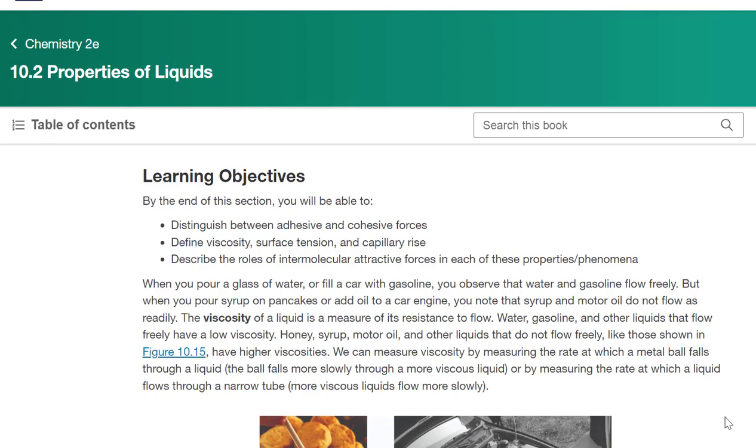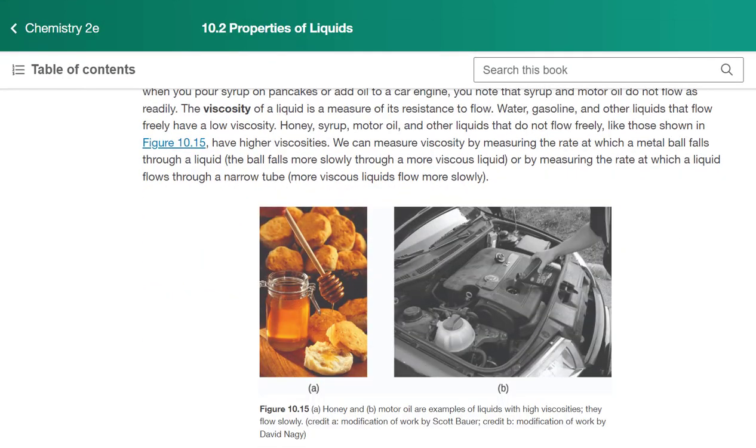So for example, if you put honey or syrup on some of your food, you know that it comes out pretty slowly. Whereas if you're pouring yourself a glass of water, it comes out pretty quickly. So we would say that something like water has a low viscosity, whereas something like honey or syrup would have a very high viscosity because they are resisting that flow more so than the water is. So that is viscosity, and we have some pictures of that here.